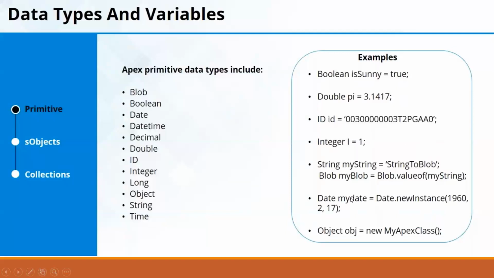Does anybody know about any data type before? What kind of data types can we have? Any idea on those things? What is a list? What is a map? What is a set? Or any sObject? Anything you know?